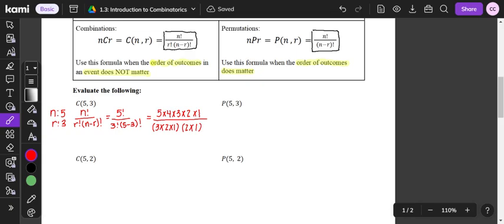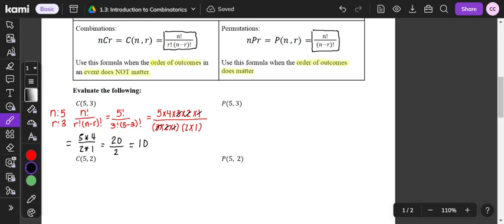Okay, very good. If we go through this problem, you should notice that on the top and the bottom, some things are going to cancel. So the 3's cancel, the 2's cancel, the 1's cancel. And I'm left with 5 times 4 on the top divided by 2 times 1 on the bottom. 5 times 4 is 20, 2 times 1 is 2, 20 over 2 is 10. So the combination of 5 and 3 is 10.